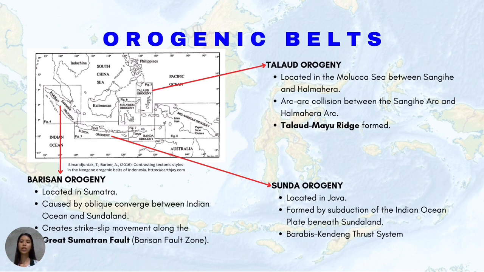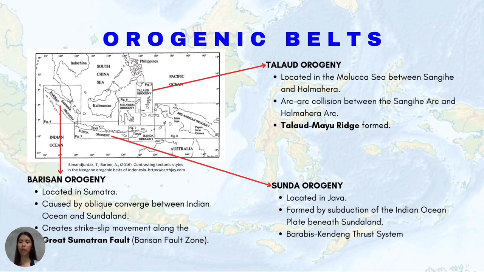First is Sunda orogeny. It is located in Java, formed by subduction of the Indian Ocean plate beneath Sundaland. Subduction-related extension formed rifted basins behind the volcanic arc. The Wetar thrust marks the potential reversal of subduction polarity. The Baribis-Kendeng thrust system reflects back arc compression and active folding.